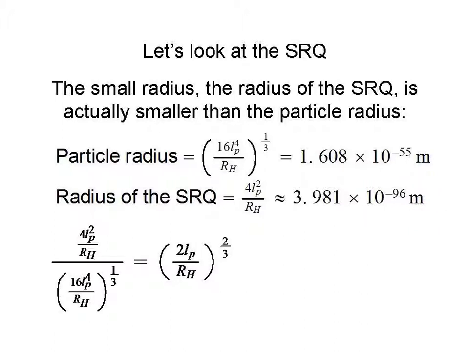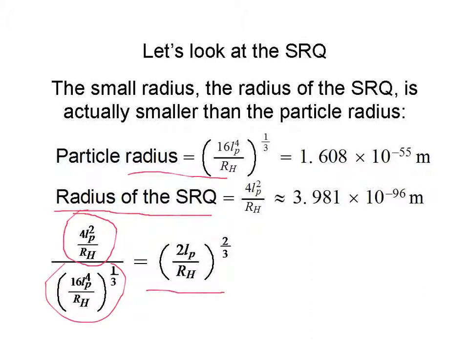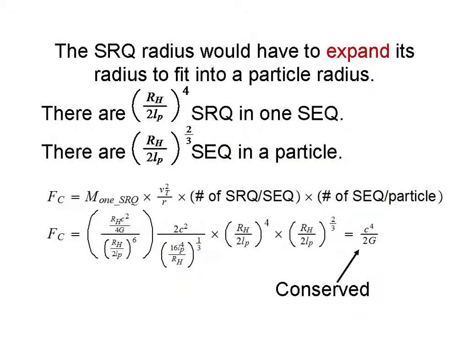If we take the ratio of the radius of the small radius quantum to the particle radius, we get 2LP divided by R sub h to the 2/3 power. We find that the SRQ radius would have to expand to fit into a particle radius. Now there are R sub h over 2LP to the 4th small radius quanta in one small energy quantum, and there are R sub h over 2LP to the 2/3 power worth of SEQ in a particle.